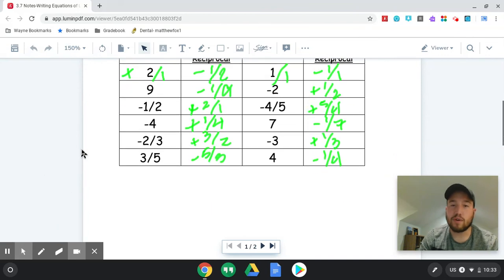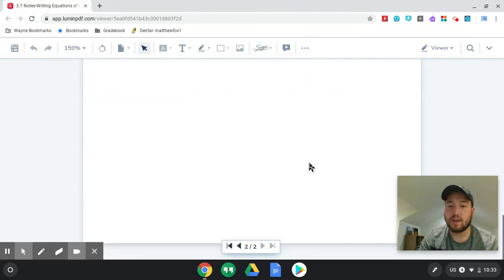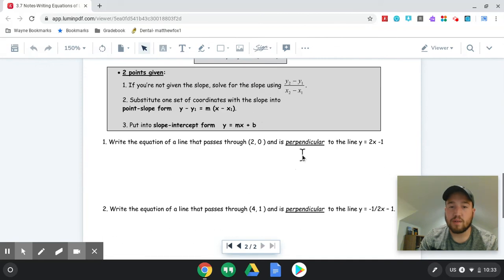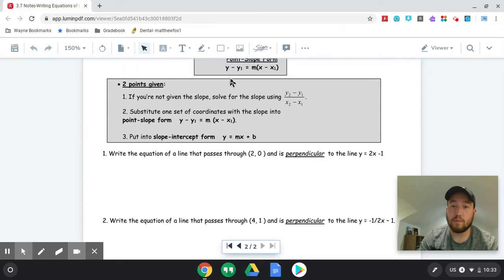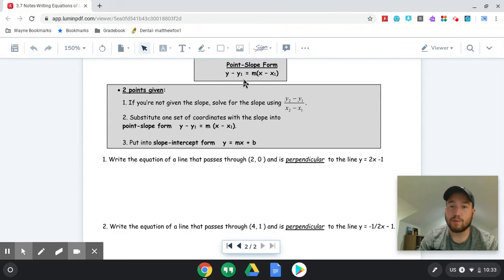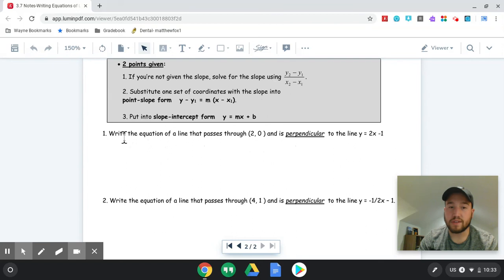The reason that's important is because if we are told that two lines are perpendicular, then we can easily find the slope of the second line if we know the slope of the first. Just like we did before, we're going to use the same formula, point-slope form right here: y minus y1 equals m times x minus x1. Notice here it says, write the equation of a line that passes through (2, 0) and is perpendicular to the line y equals 2x minus 1.